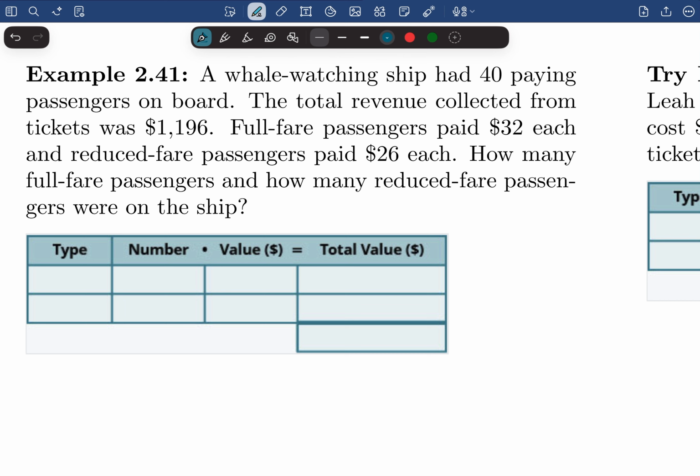A whale watching ship had 40 paying passengers on board. The total revenue collected from tickets was $1,196. Full fare passengers paid $32 each and reduced fare passengers paid $26 each. How many full fare passengers and how many reduced fare passengers were there on the ship?